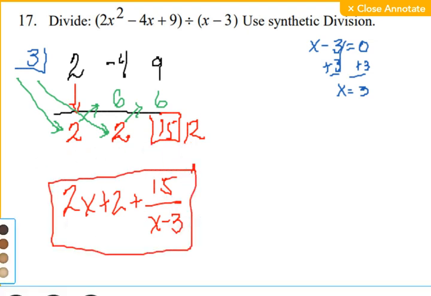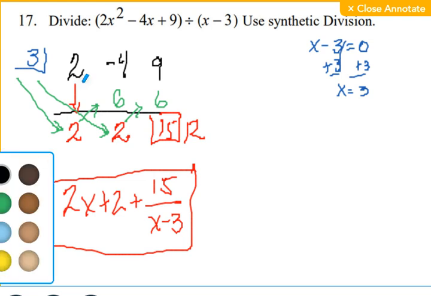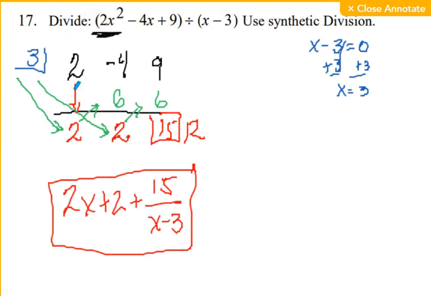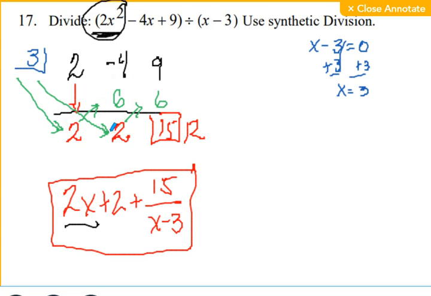Now, once again, why did he say 2x? Because we started with 2x squared, and when we do the division, we miss a degree. So it's no longer 2x to the second. Now we just write it as 2x for this one. And then this one's going to be a constant. That's why you just wrote plus 2. And then at the end, the remainder as a fraction over the divisor.